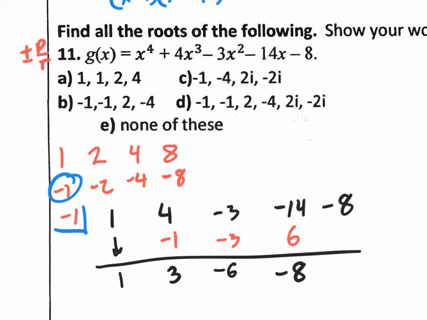And multiply. -1 times -8, you get the +8. And luckily, the remainder is 0. So we know that x equals negative 1. Okay. So we have one answer. How many possible answers could we have here? Total of 4, right? So let's continue to plug in other values.